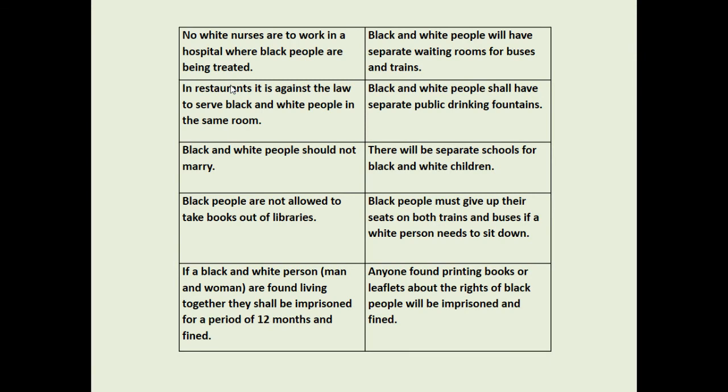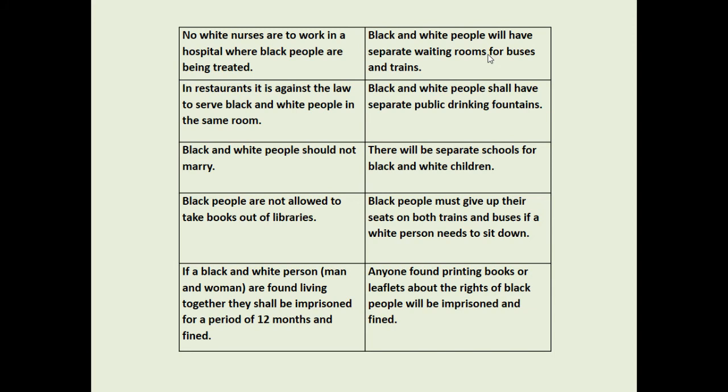If a black and a white person, man and woman, are found living together, they should be imprisoned for 12 months and fined. So they would go to jail for a year and be fined a load of money. Black and white people will have separate waiting rooms for buses and for trains. Why? What is the point in that? That is just extra work for everyone involved.